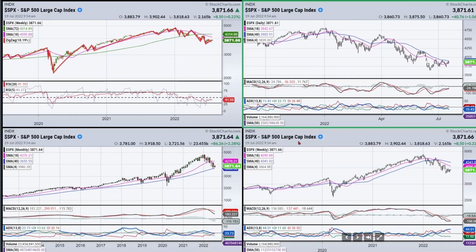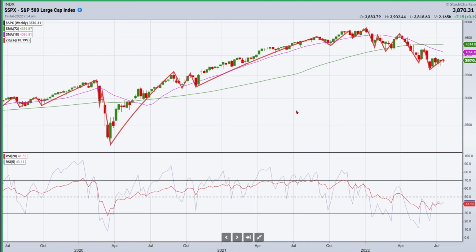What's distressing about this whole situation is we know we have a downtrend on the weekly chart, and we know we have confirmation in ADX on the weekly chart. The other thing I want to talk about is this weekly chart. So this is a little bit different.